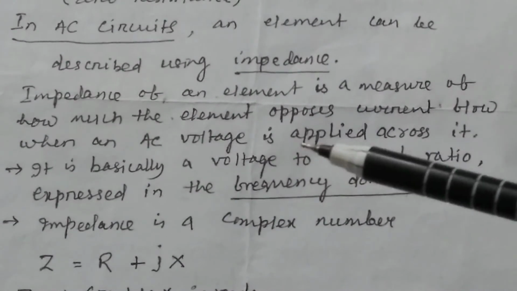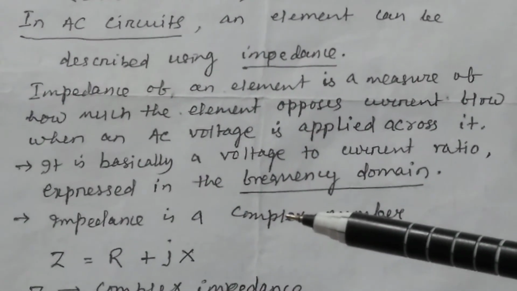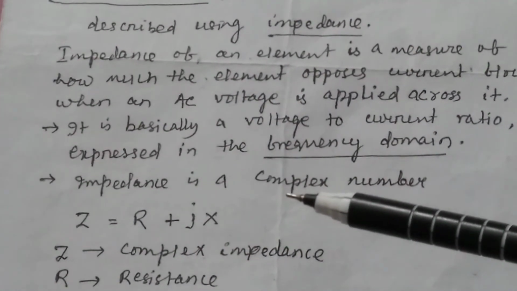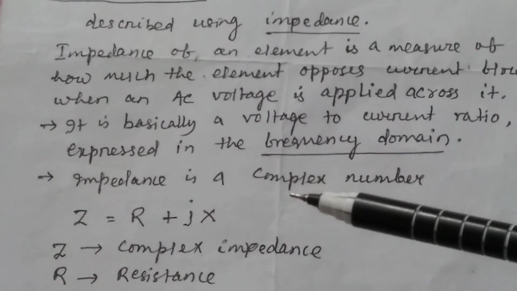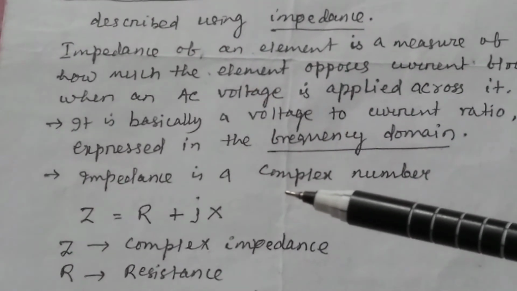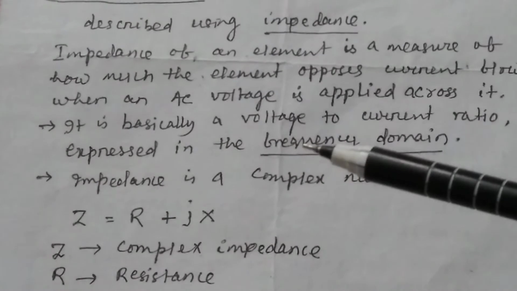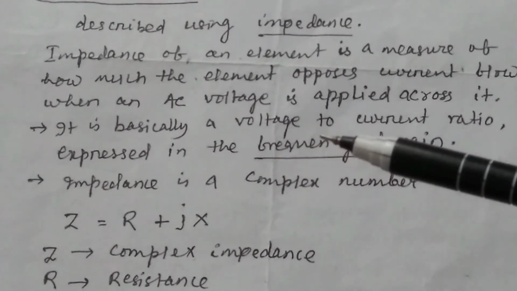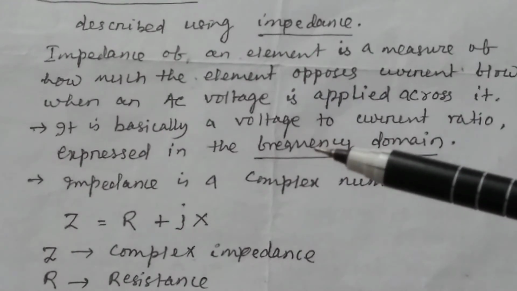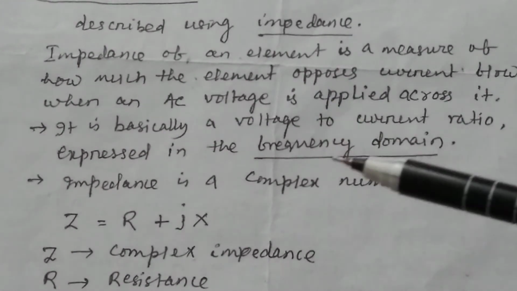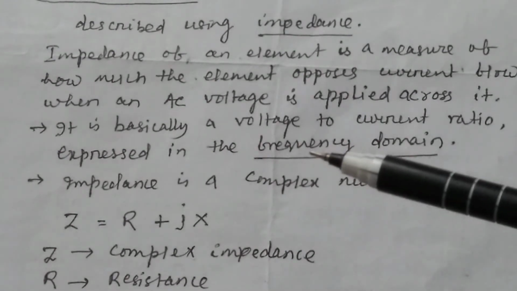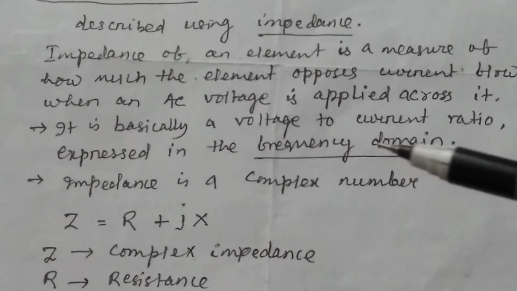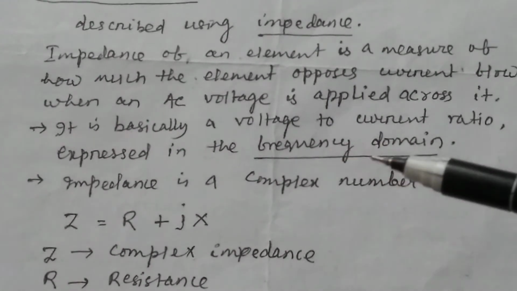That is why when you talk about impedance, it means the impedance of the capacitor and the impedance of the inductor. And for resistance, basically there is no impedance. As we have discussed, for a capacitor it depends upon frequency, and for an inductor also it depends upon frequency. So the impedance is expressed in the frequency domain. It is basically a voltage to current ratio expressed in the frequency domain.